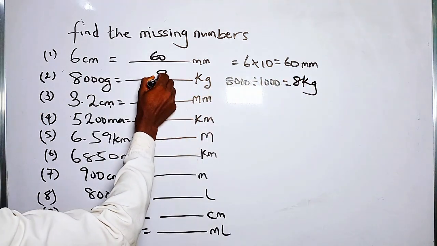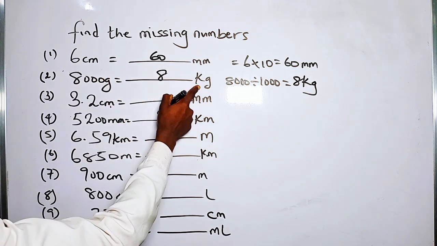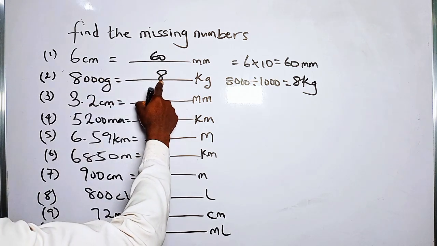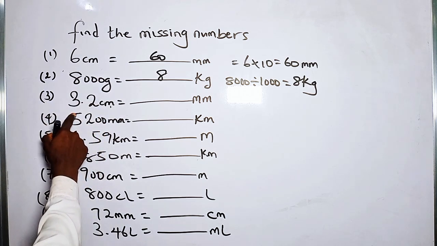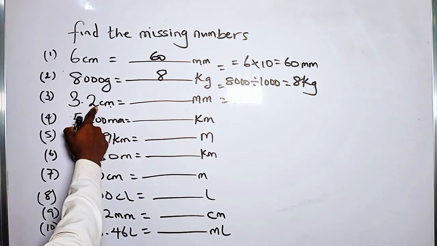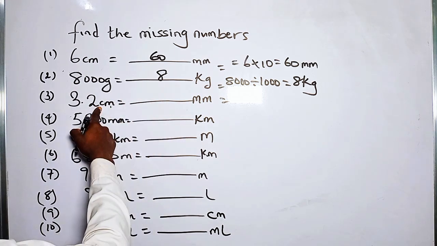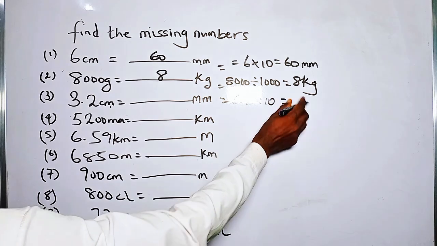So here is 8. From grams to kilograms, and we are taking it back, we multiply this 8 by 1000, and we get this. For number 3, we are taking from centimeter to millimeter, so we multiply by 10. So we have 3.2 times 10.